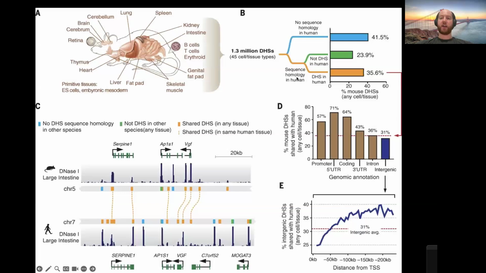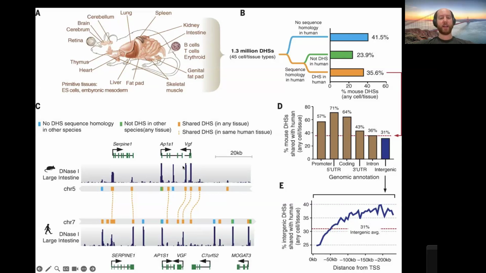This is a diagram from one of the ENCODE papers showing all of these DNase hypersensitive sites, these hypersensitive sites I mentioned before, these switches which are open. Around 40% of them have no sequence homology in human, but about 35% have both activity and sequence homology in human, and some of them do not have any activity in human but do have sequence homology.